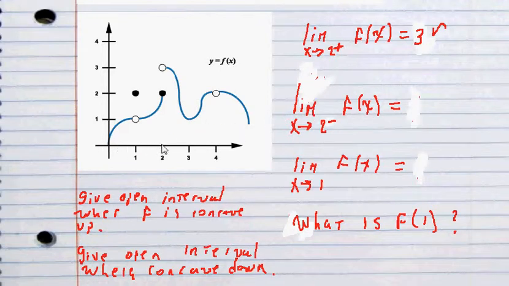Alright, so that's 3. If we approach 2 from the left, what is the limit of f of x? Well, under those conditions, it's actually going to be equal to 2.